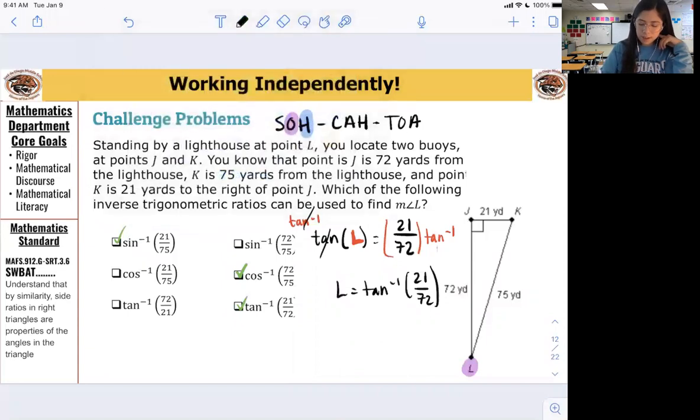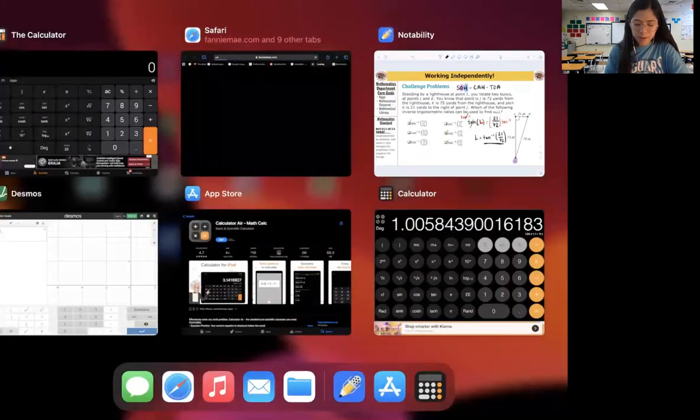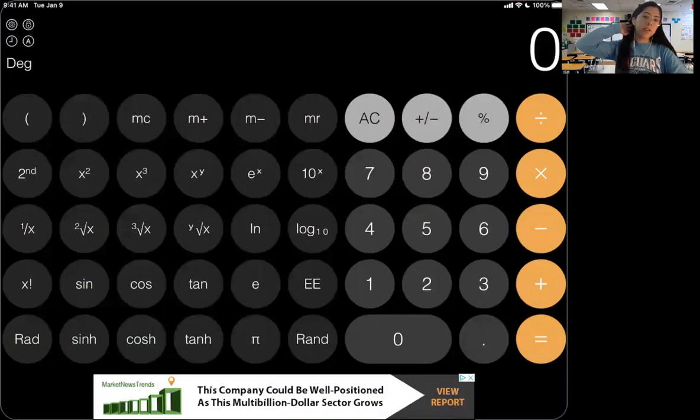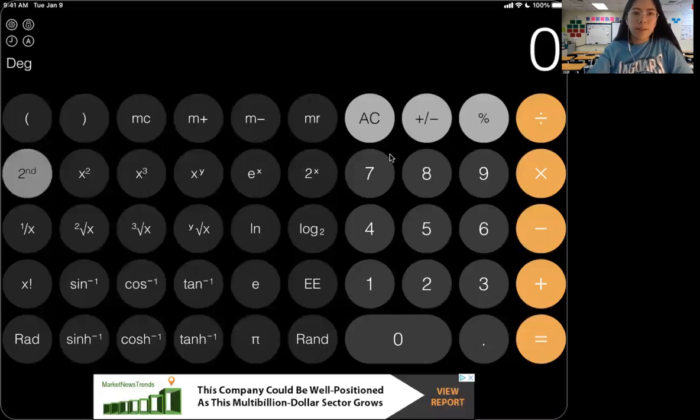So we need to do the inverse tangent of 21 over 72. So go ahead and get your calculators open. I don't care which calculator you use. Just have any calculator, because they're all going to have very similar numbers or symbols on it. How do I get to the inverse tangent button? Second. Good. Press that second. It should be on the top left corner usually. So look for that second button.